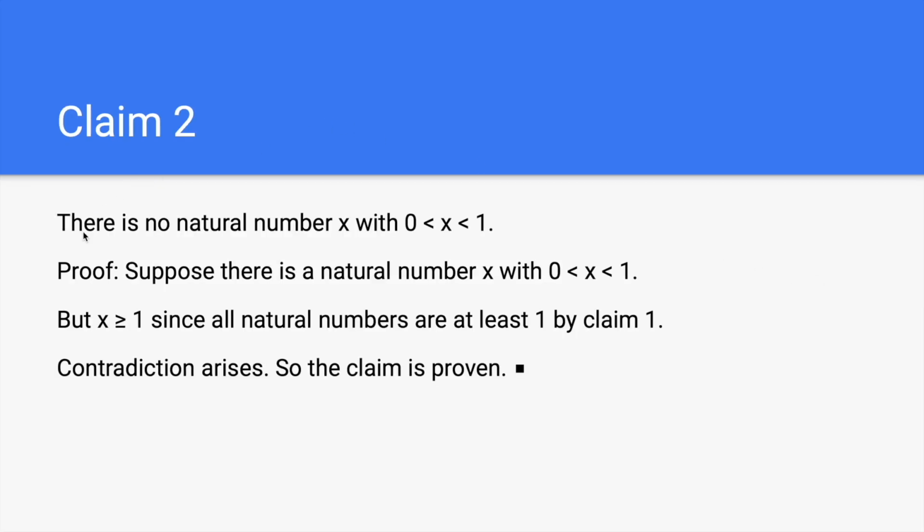Claim 2. There is no natural number x with 0 less than x less than 1. Proof. Suppose there is a natural number x with 0 less than x less than 1, but x is greater than or equal to 1 since all natural numbers are at least 1 by claim 1. Contradiction arises, so the claim is proven.